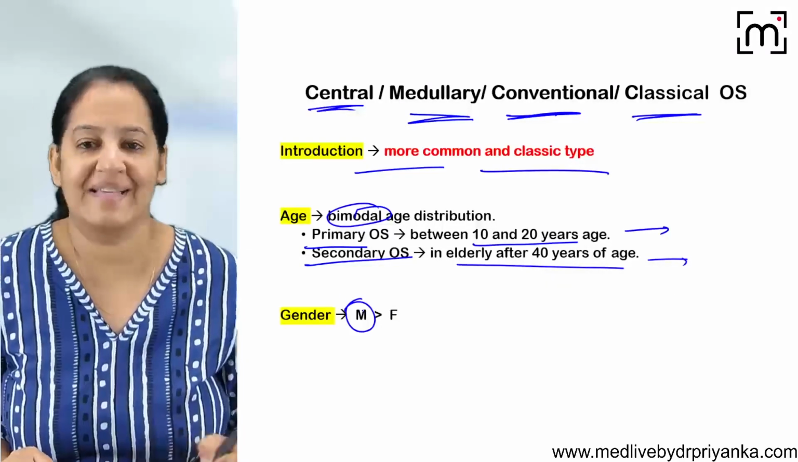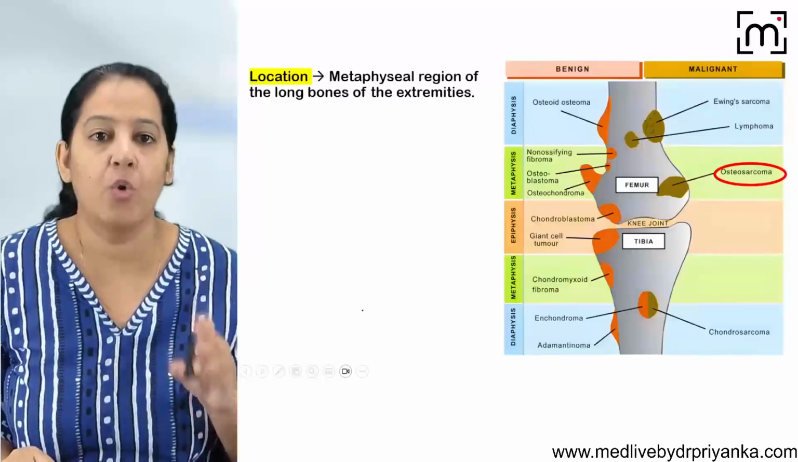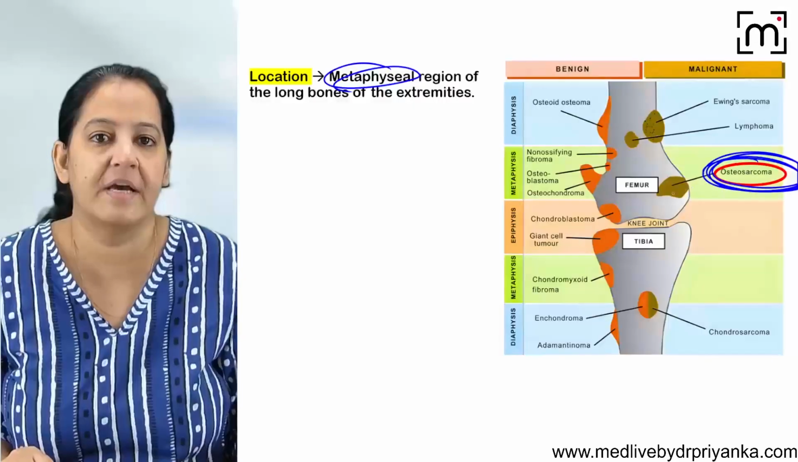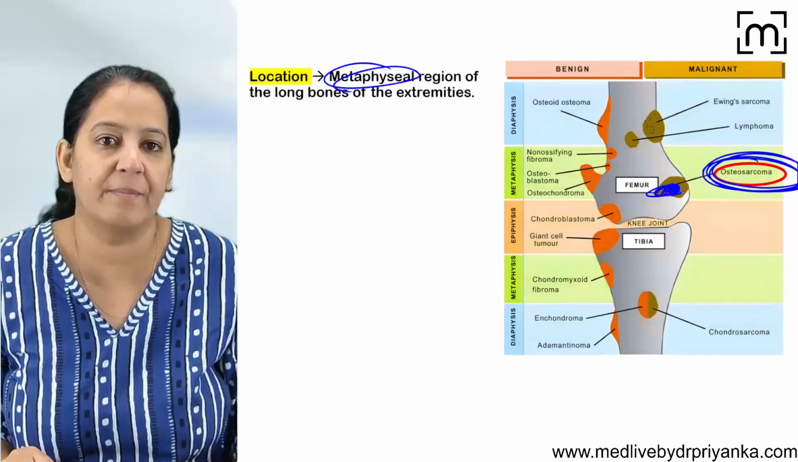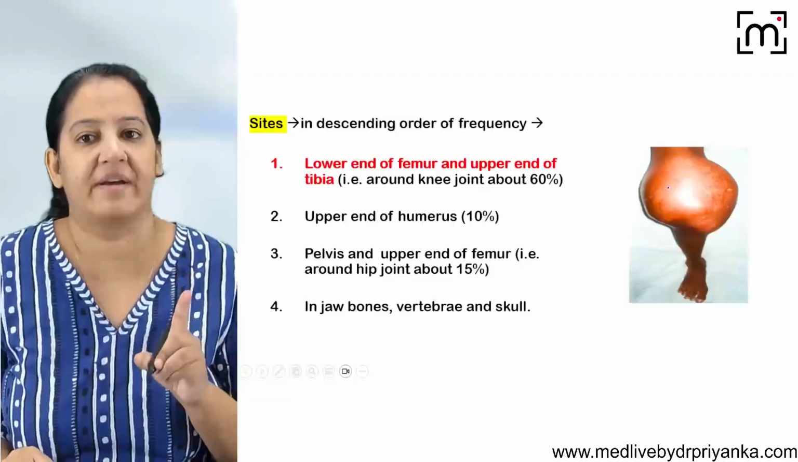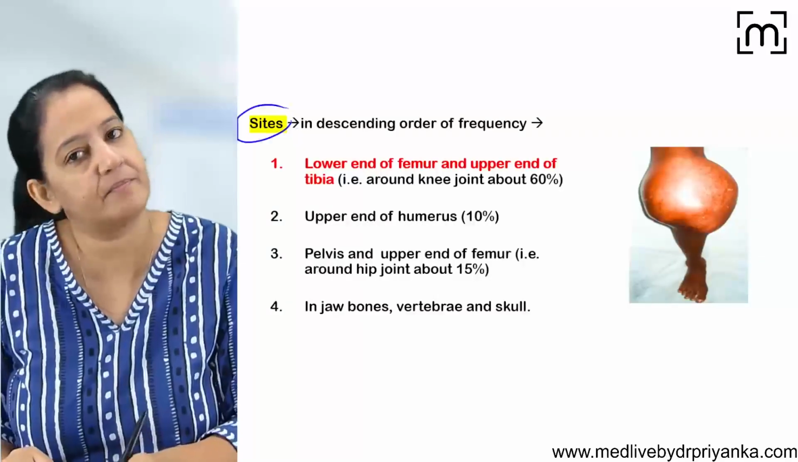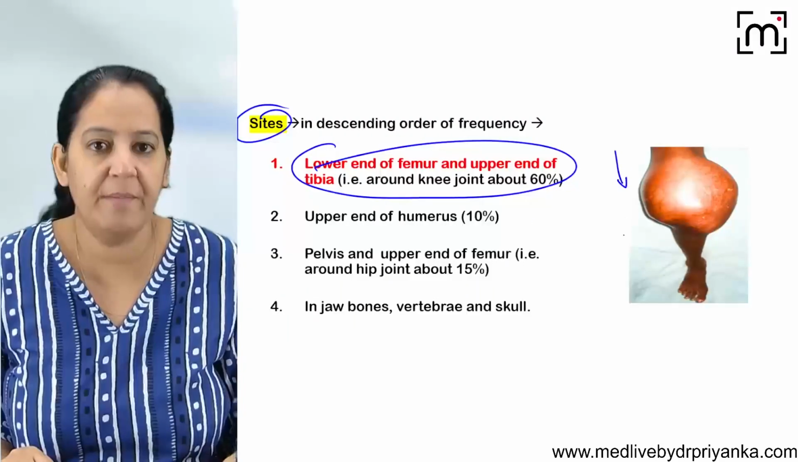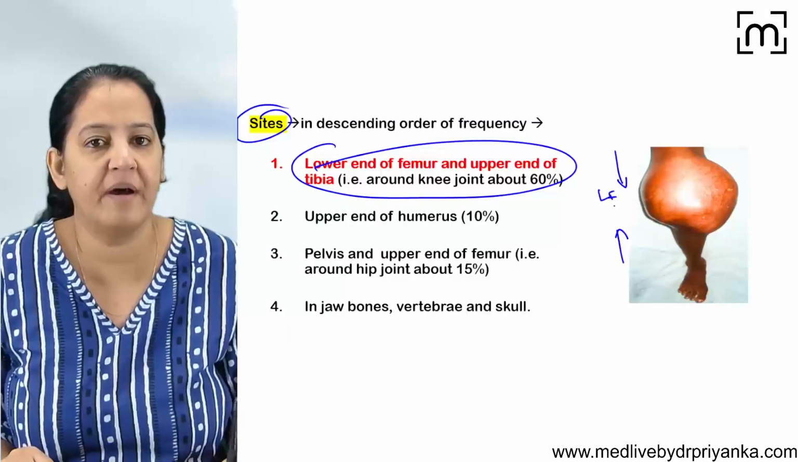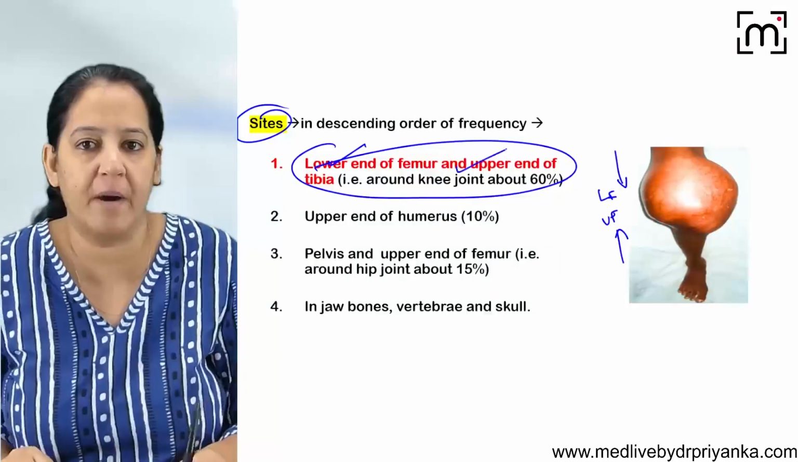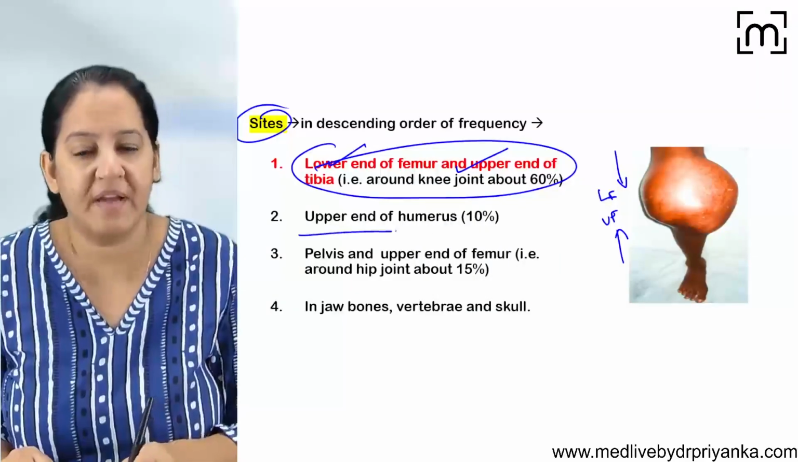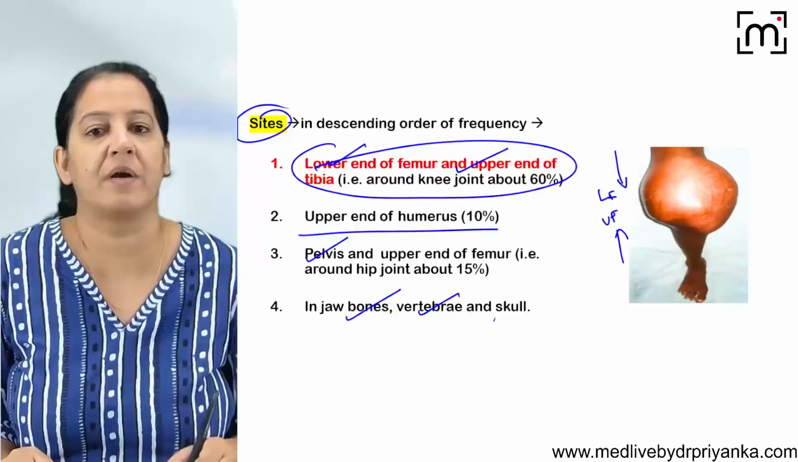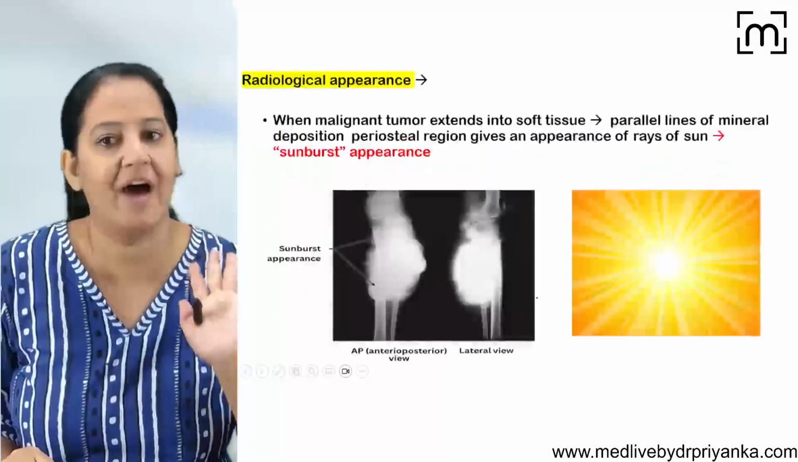Again, it is more common in males as compared to females. There is gender predilection. Location, it occurs at the metaphysis. It arises from the medullary cavity of the metaphysis. Among the sites, the most common site is the knee joint. What do you mean by knee joint? Lower femur or upper tibia. You can see the lower end of the femur and upper end of the tibia around the knee joint. Or sometimes it can occur in the upper end of the humerus. It can occur in the pelvis, jaw bones, vertebrae and skull also. But less commonly, most commonly around the knee joint.